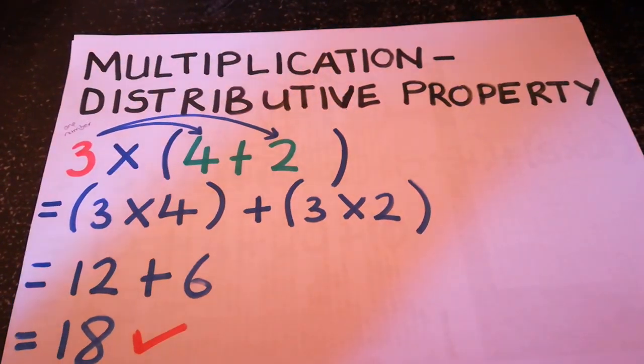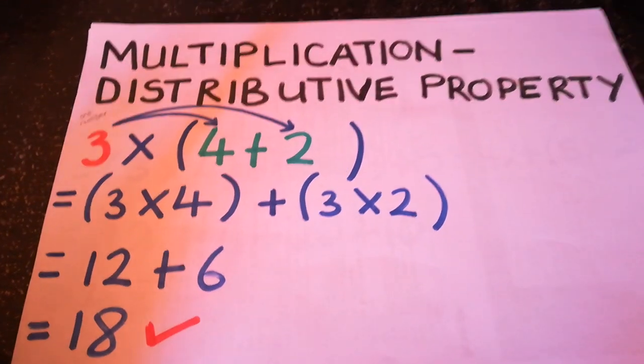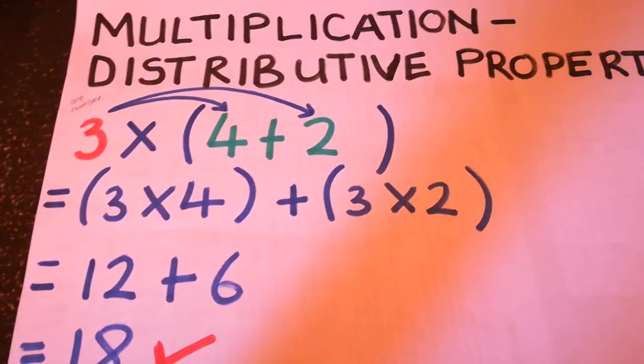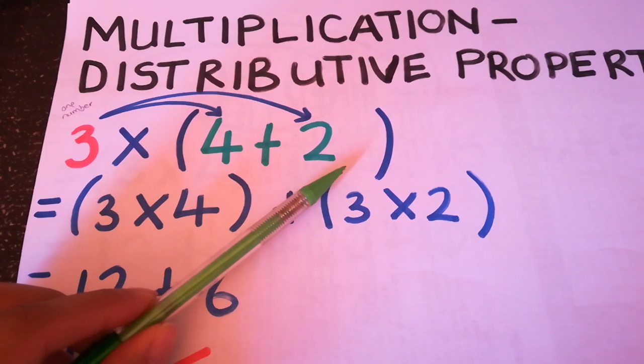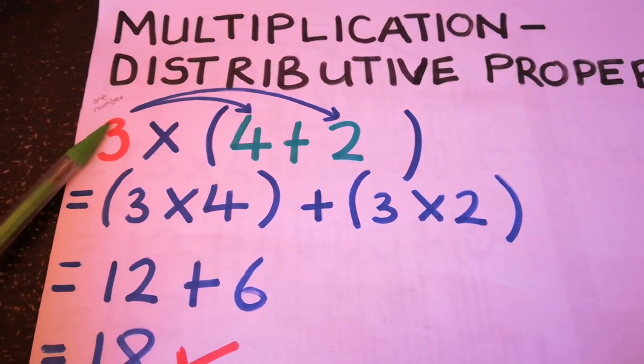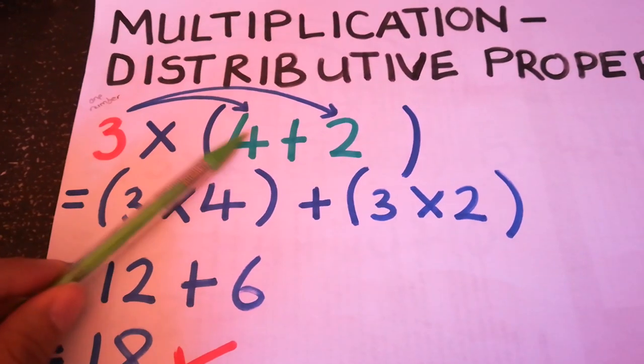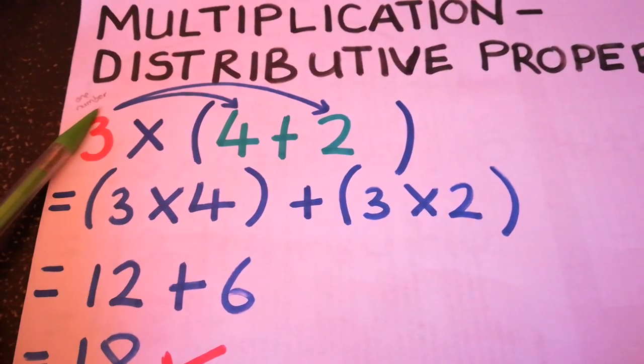So look at this example. You need to understand this before we move on. So we are going to distribute this number 3. So we say 3 times 4 plus 2. So we are going to distribute the 3. We are going to say 3 times 4 plus 3 times 2.